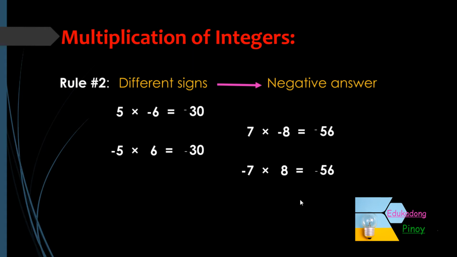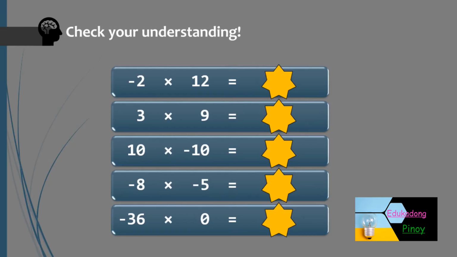Ayan, so ang dali-dali lang. So 2 steps lang tayo. First step, you have to just perform the multiplication process. And then second step, you have to determine the sign, the correct sign of your final answer. And in determining the correct sign for your final answer, we have 2 rules. So same signs, positive answer, different signs, negative answer. Now let's check your understanding. If you will need more time to answer the different equations, you may pause this video.